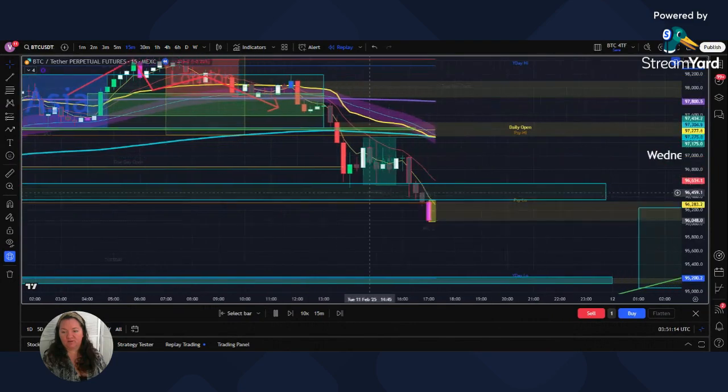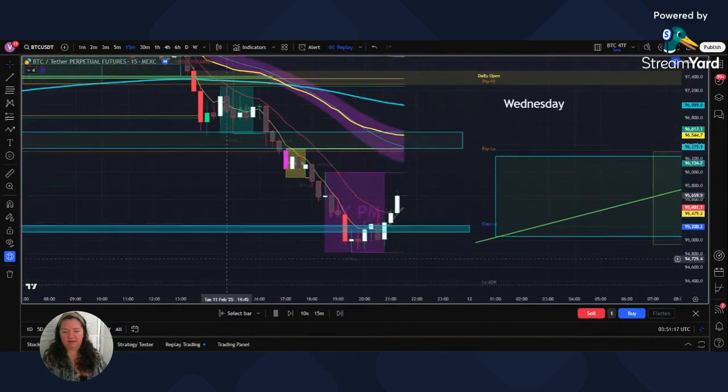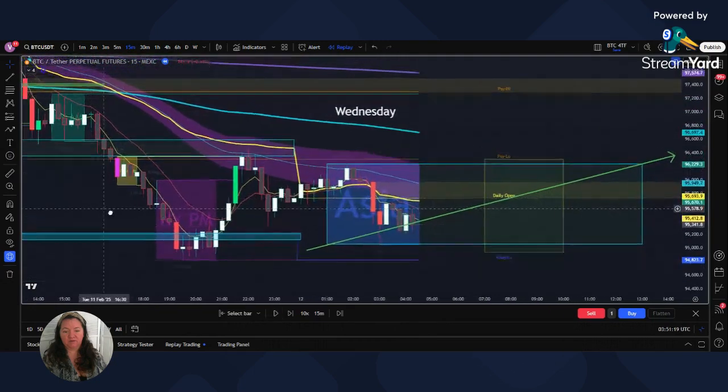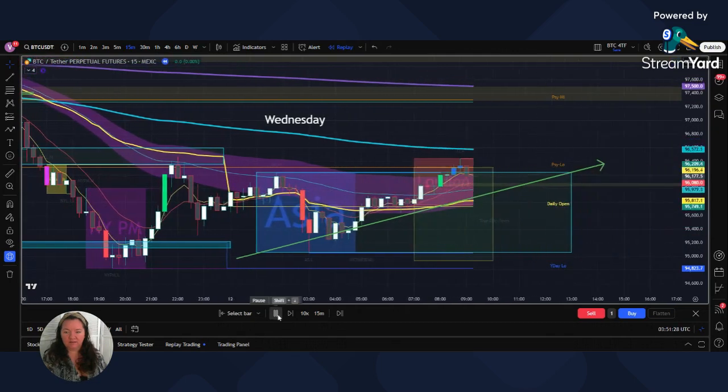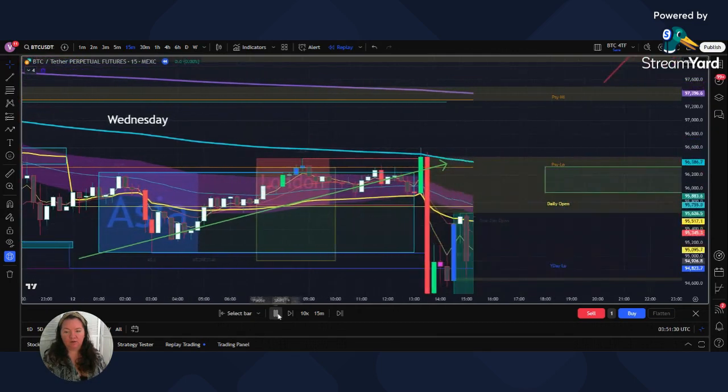Went straight through my first vector recovery and down into that second one. So these green boxes, blue boxes again, vector candle recoveries from previous times. And then we'll go into Asia.